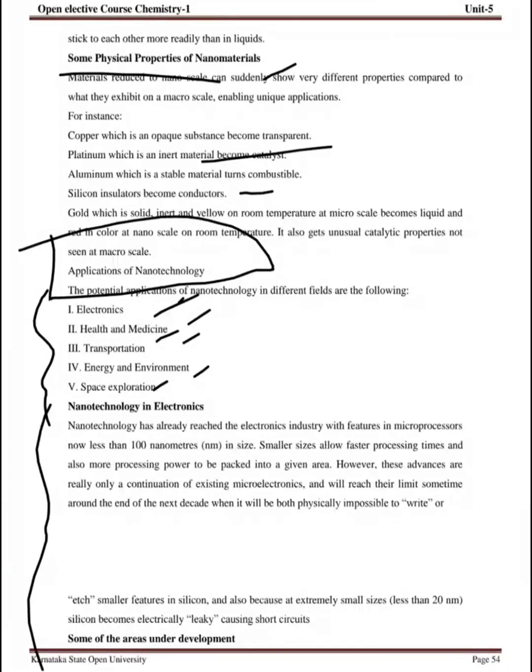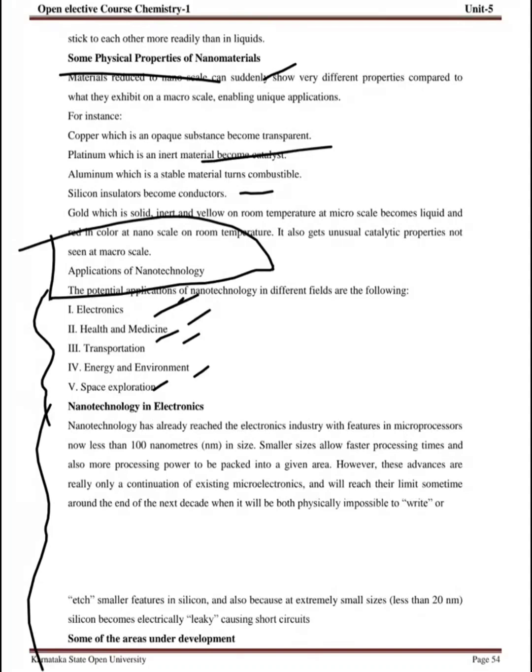And nanotechnology in electronics: smaller size allows faster processing time. Time for processing will be very fast, and it also consumes less power. So these are the advantages of nanotechnology in electronics. I am just briefing it out. You can go through that in the SLM in detail, so that you can write some of the points. Once you read, you can write in your own words. So that will not be much of a problem.